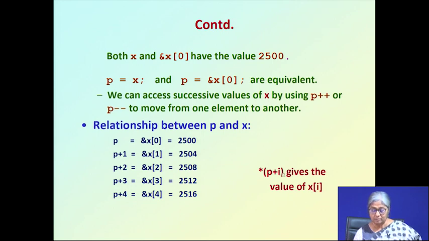*(p+i) will also be the same, because like p plus 4 is the address of the fourth element, p plus i will be the address of the ith element. So this is &x[i], then *&x[i] is the value of x[i]. So that is the value of x[i]. Similarly, in general it is written like that.